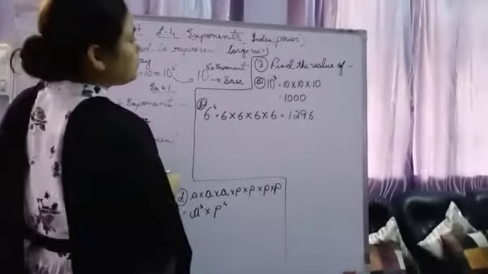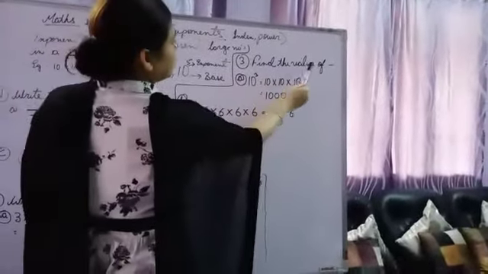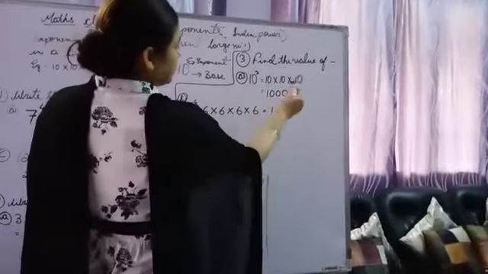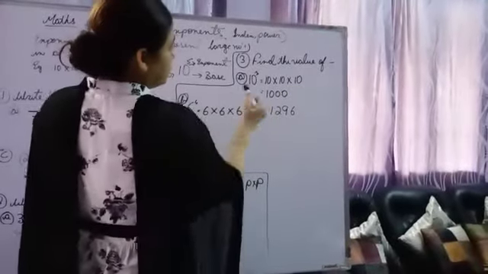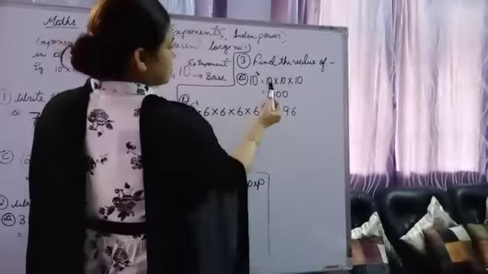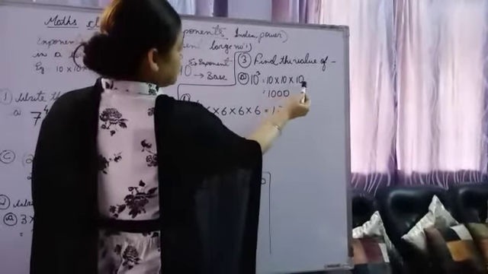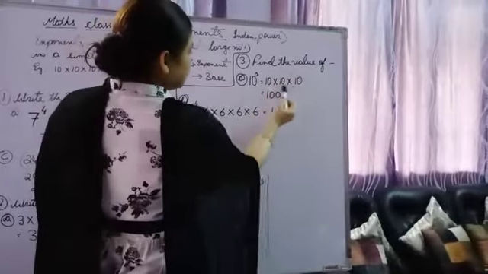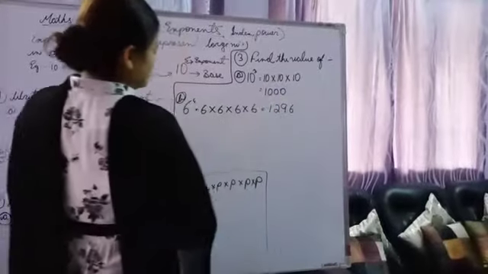Next come number 3. Here we have to find the value. So we have to break it, multiply and find the value. 10 to the power 3 is equal to 10 into 10 into 10. So when we multiply this, we will get 1000.